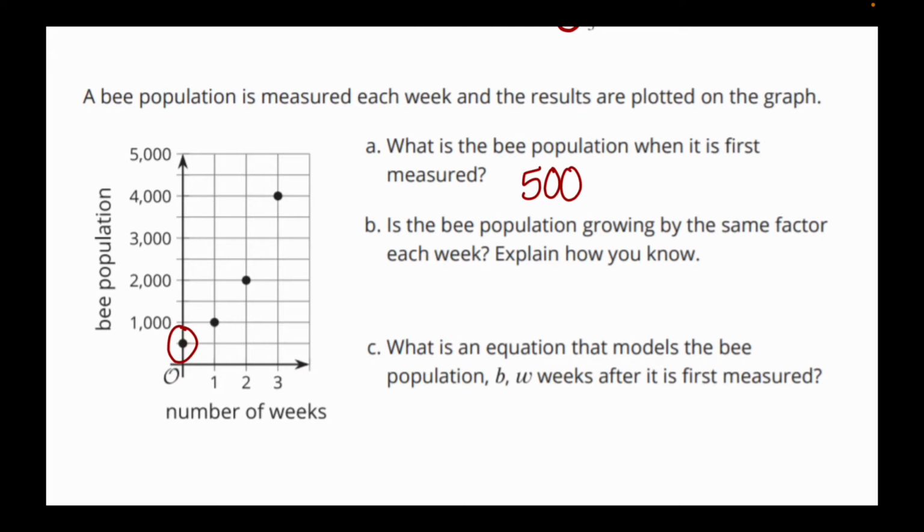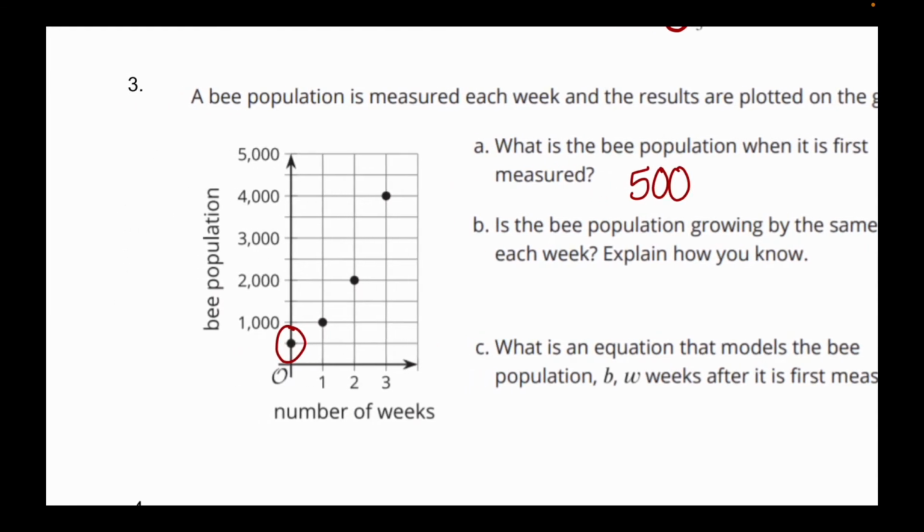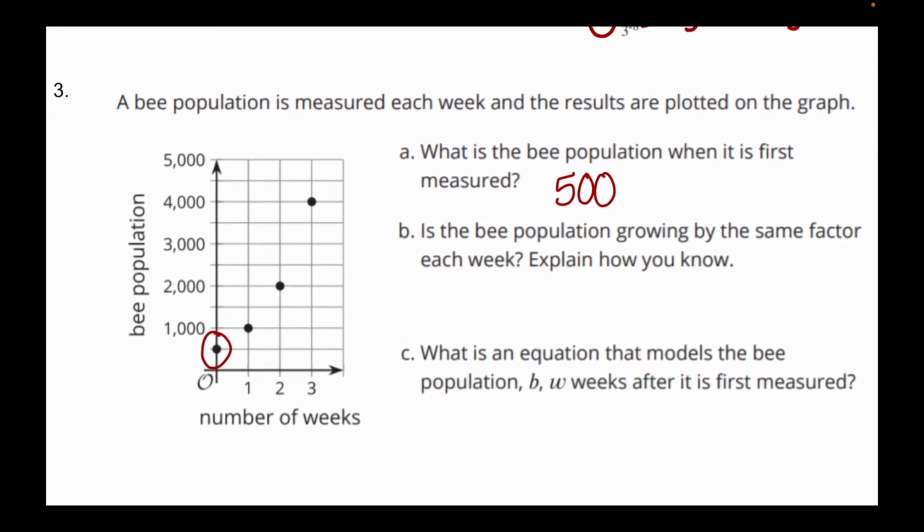Question B says, is the bee population growing by the same factor each week? And explain how you know. So if we look at what our numbers are, that first week looks like it's 500. Then, so I would have 500, and then it goes to 1,000. And the next week, yeah, so here we're at 1,000, here we're at 2,000, and then we're at 4,000. So it absolutely looks like it is growing by the same factor.